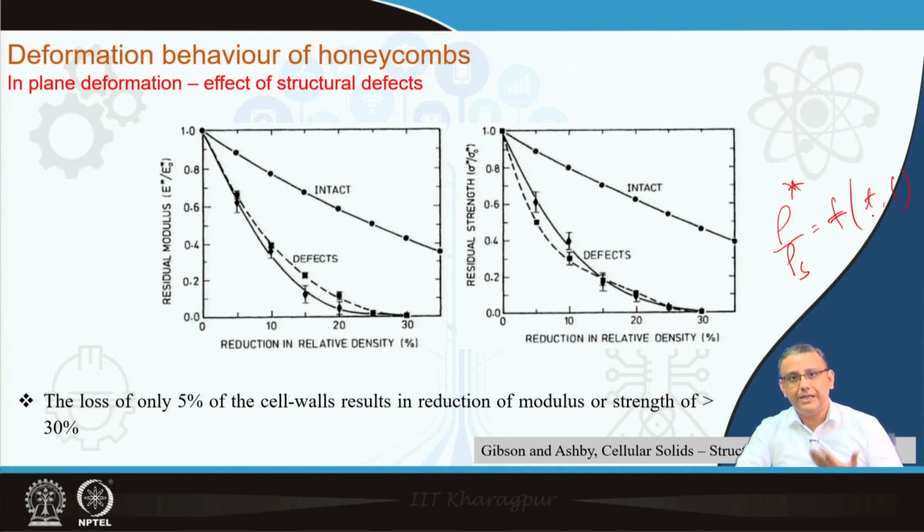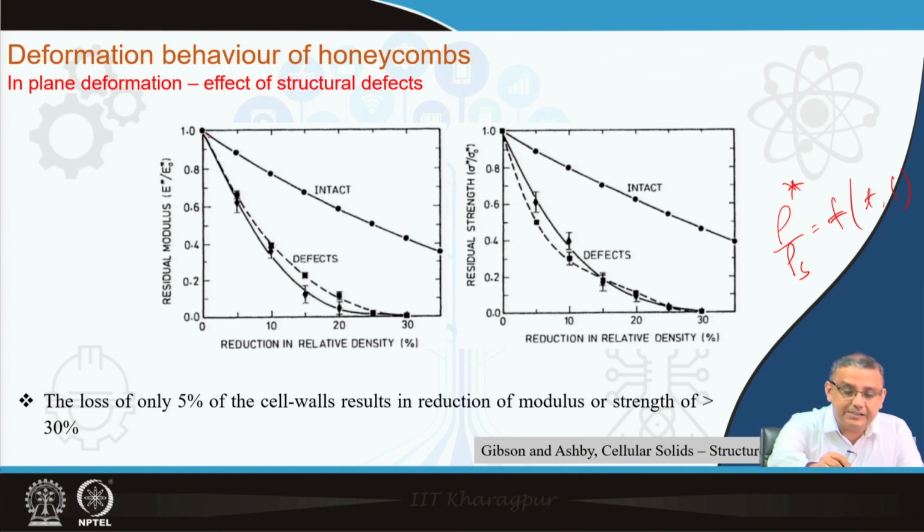And as we also know, the properties of honeycombs depend upon the relative density. So this shows that with decreasing relative density, even for a perfect honeycomb, the properties will reduce. Both modulus and strength will reduce even for a perfect honeycomb when the density decreases. However, the other two curves shown over here show the property of the honeycomb in the presence of defects.